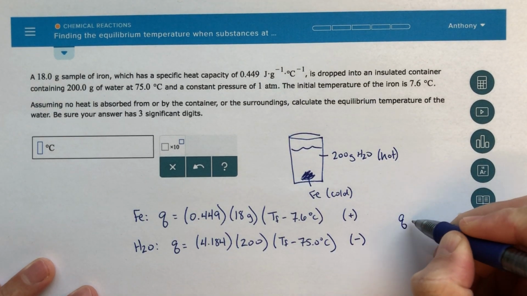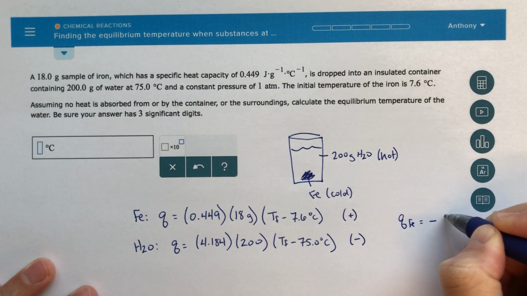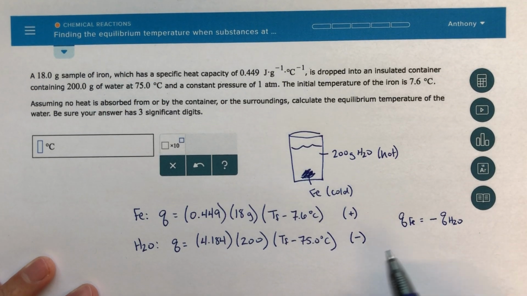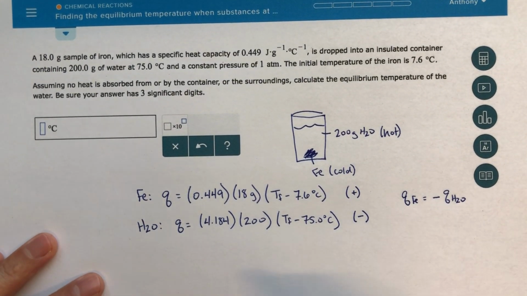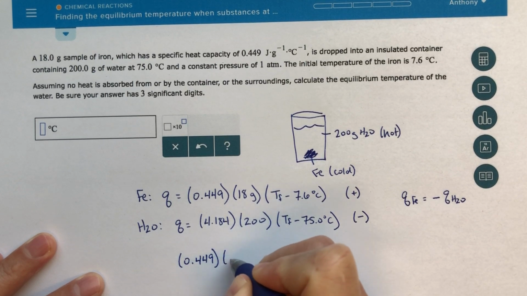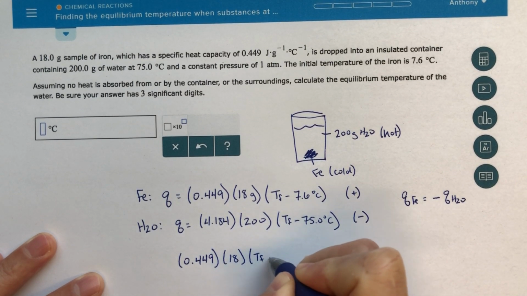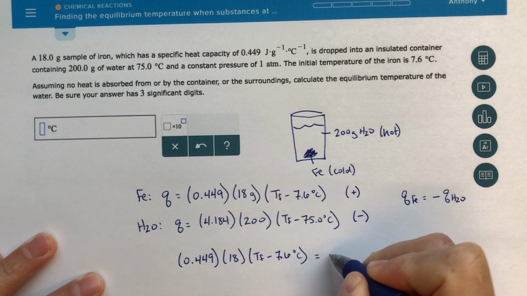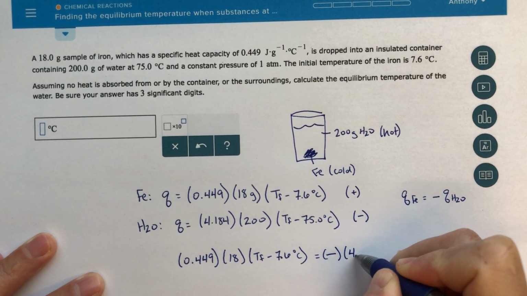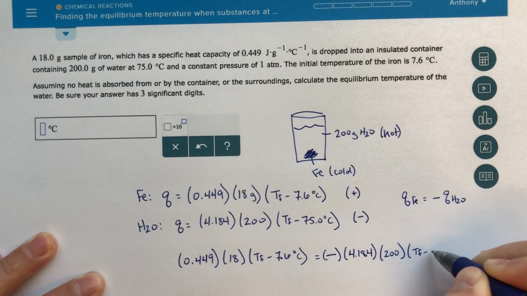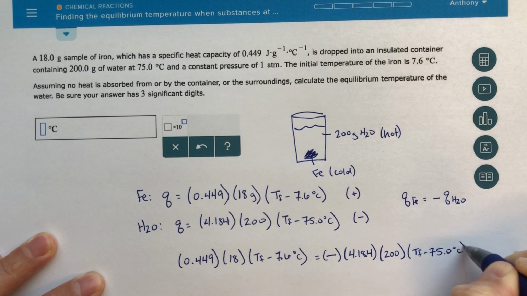We could actually write Q of iron equals minus Q of water, right? The value is going to be the same, but the sign is going to be different. So I think that should help us visualize the next step. So the next step, what I'm going to do is set these more or less equal to one another with one little wrinkle. T final minus 7.6 degrees Celsius equals a negative 4.184 times 200 T final minus 75.0 degrees Celsius.